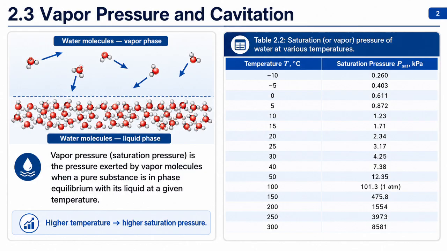At low temperatures, water has low vapor pressure. At high temperatures, water has high vapor pressure. At 100 degrees Celsius, the saturation pressure of water is about 101.3 kilopascal, which is approximately 1 atmosphere. That is why water boils at 100 degrees Celsius under atmospheric pressure.